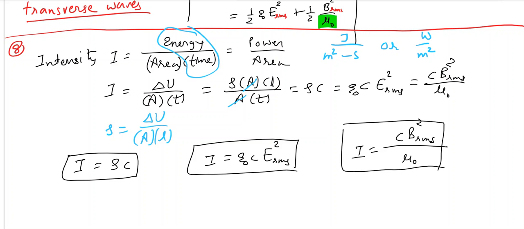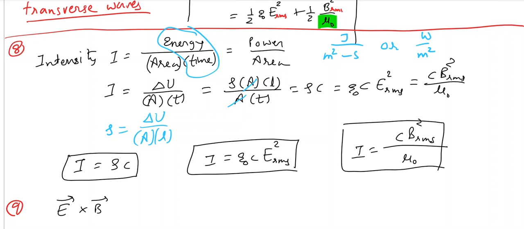And lastly, we know that electric field and magnetic field both are perpendicular to the direction of wave propagation. So the direction of wave propagation can be obtained by taking E cross B. Find out E cross B, and the direction of E cross B is the direction of wave propagation.